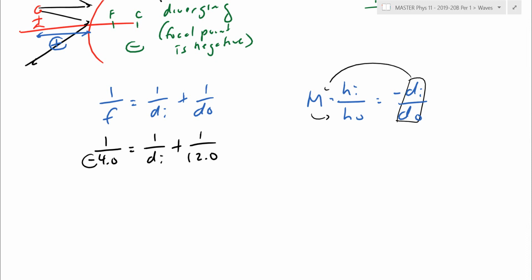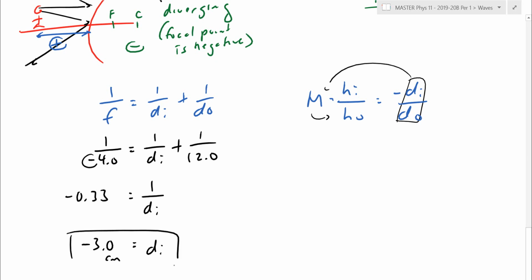Again, just do this as decimals. So I'm going to go 1 over negative 4. I'm going to minus off 1 over 12. So 1 over di, horrible looking number, 0.33. If I take the reciprocal of that, 1 over that gives me a di of negative 3. Again, because I use centimeters inside, this image distance is coming out as negative. So this negative came out of the math.